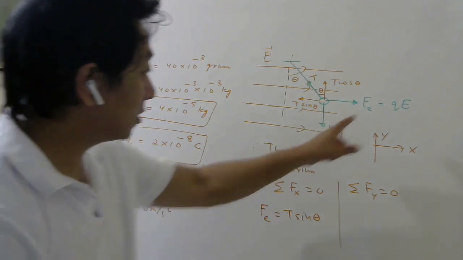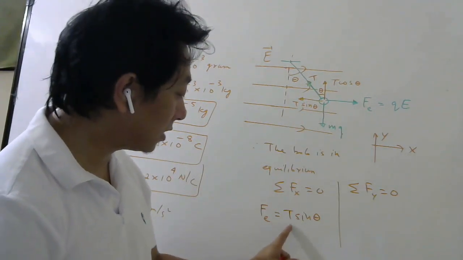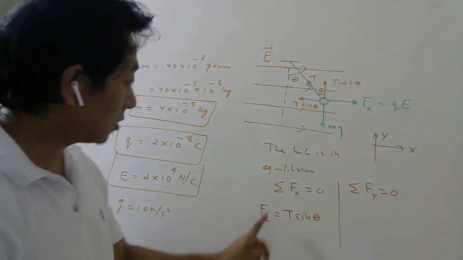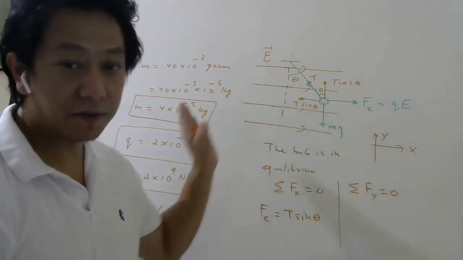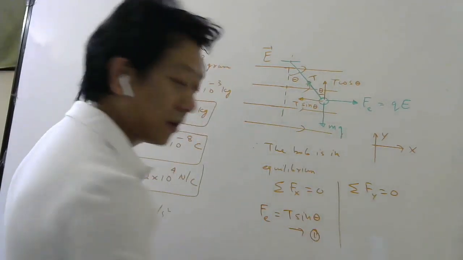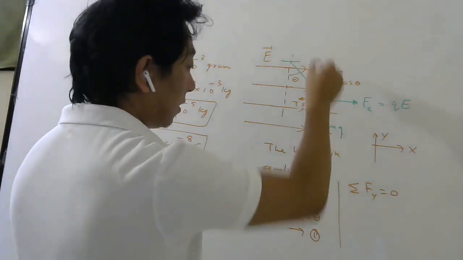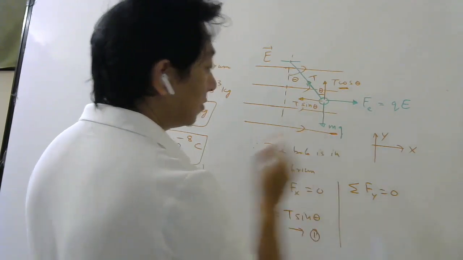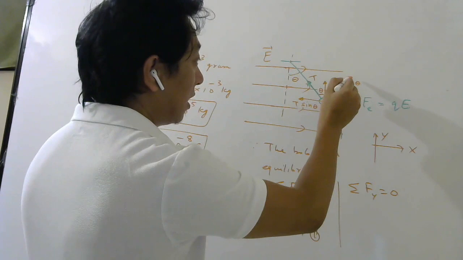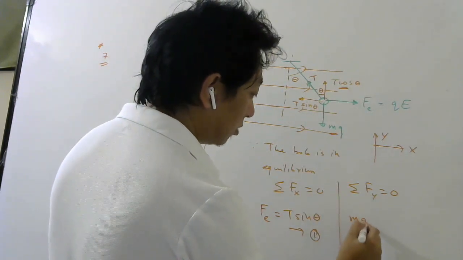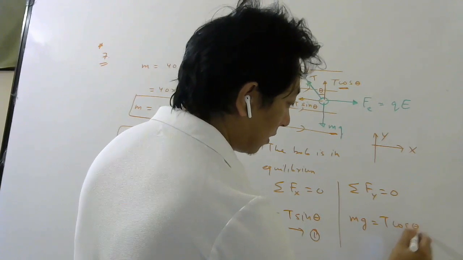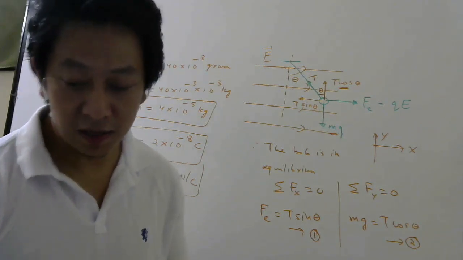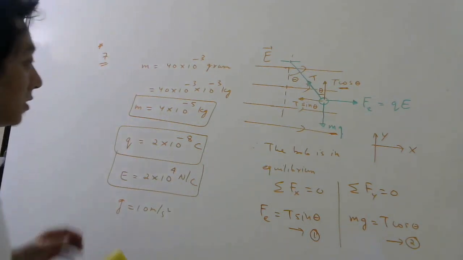So Fe should balance T sine theta. Or you can say this is positive, this is negative. So Fe minus T sine theta should be 0. So bring minus T sine theta this side. So the force on the right side should balance the force on the left side. This is equation 1, let us say. Then that side, Fy, net force along the y-axis. Which are the forces along the y-axis? T cos theta and mg. So this mg should be balanced by T cos theta. Equation 2. Our unknowns are what, students? T and theta. So now let us divide the equations.